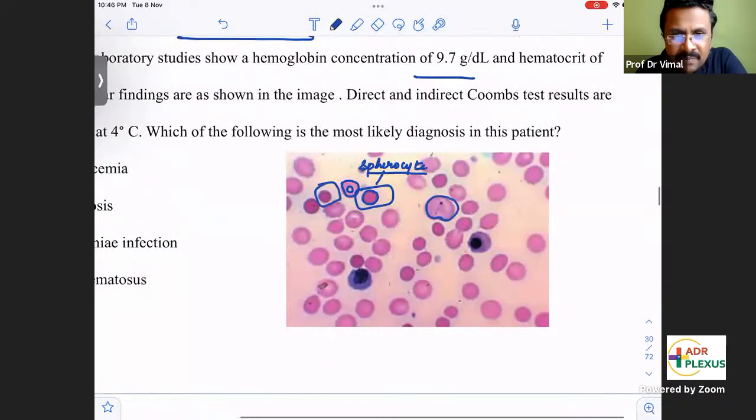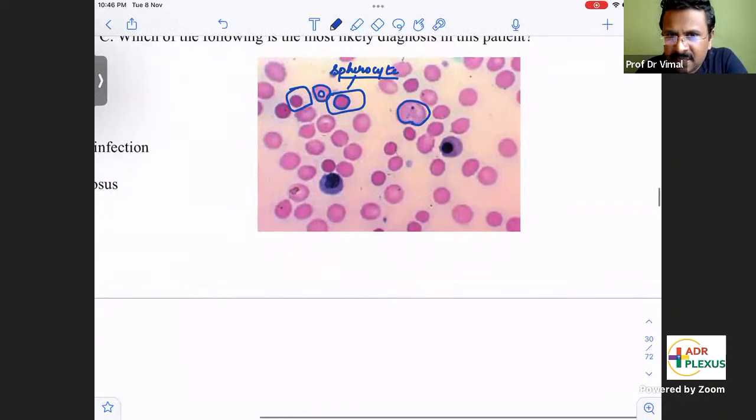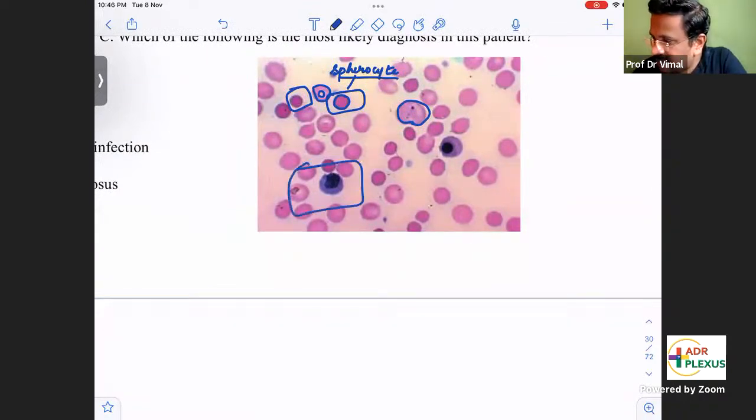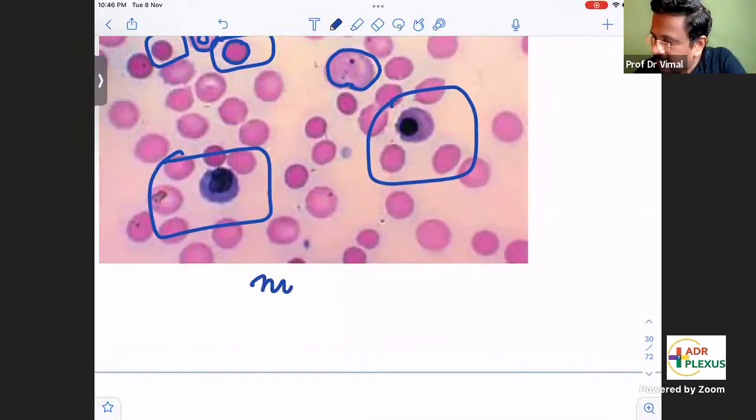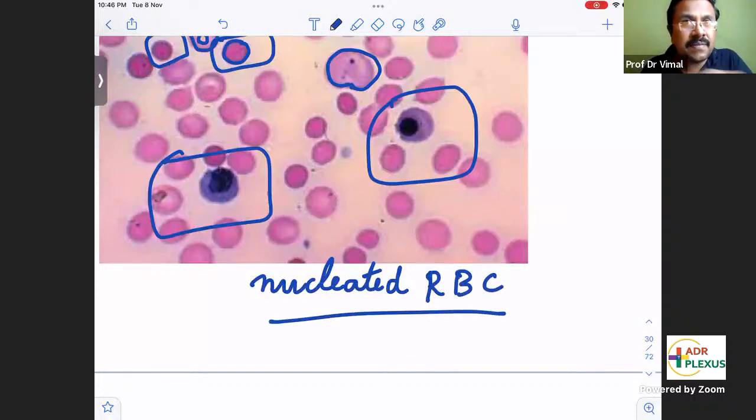Also please remember, apart from these RBCs, you are seeing these kinds of cells. So what are these? These are nothing but the nucleated RBCs. When you get nucleated RBCs in a peripheral smear, it tells you that there is excessive hemolysis occurring in the patient. To compensate for the hemolysis, more premature RBCs are released into the circulation. So spherocytes and nucleated RBCs.